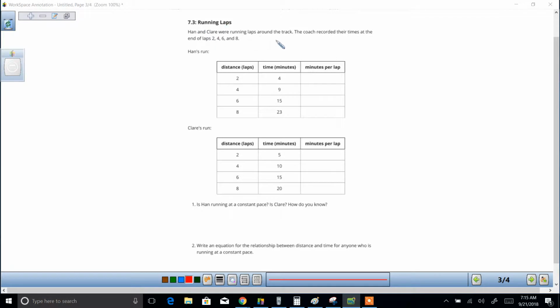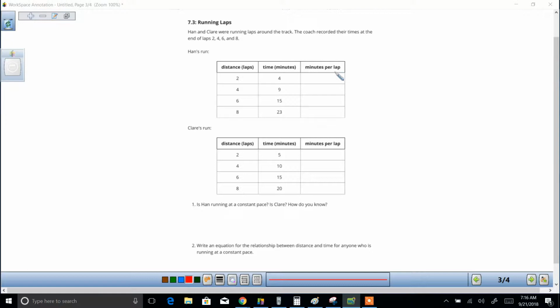Han and Claire are running laps around the track. Coach is recording their times. And at the end of 2, 4, 6, and 8 laps, these are the results. Alright? So what it wants us to do real quick is to just figure out how many minutes it's taken them to run each lap and fill out the table.